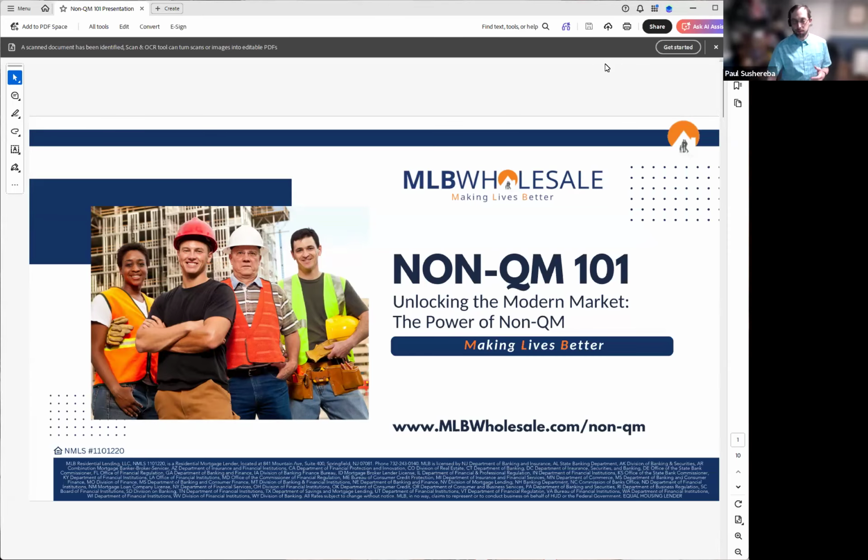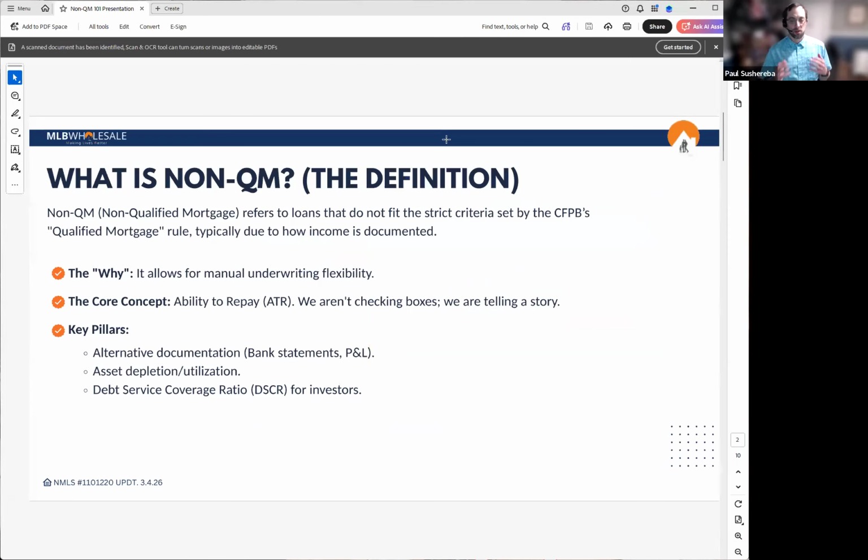The first thing we want to talk about is what really is non-QM lending. Non-QM lending is a way to get around some of the requirements in the qualified mortgage rule. Now, that does not mean that you don't need disclosures on a non-QM loan. It doesn't mean that it is subprime. We'll get to that here in a second.